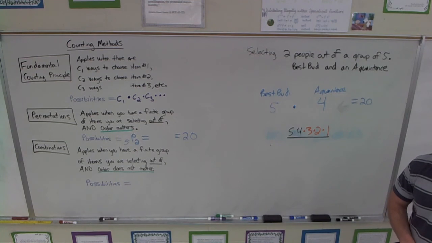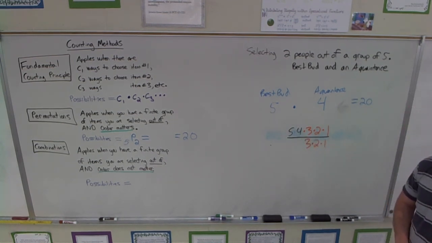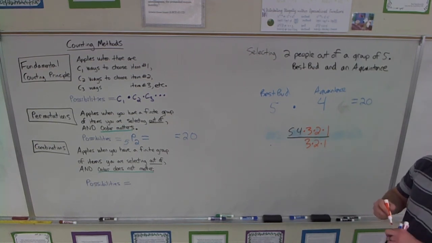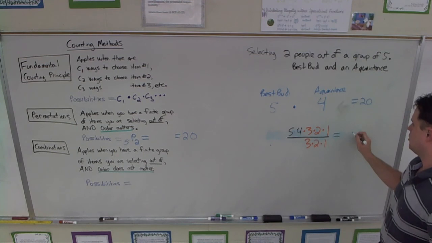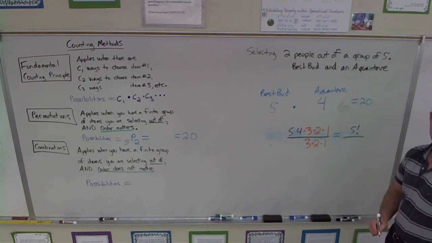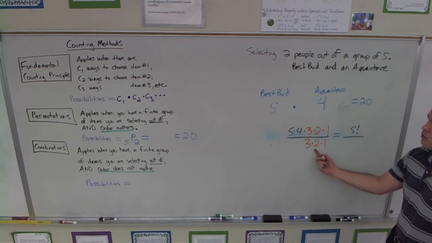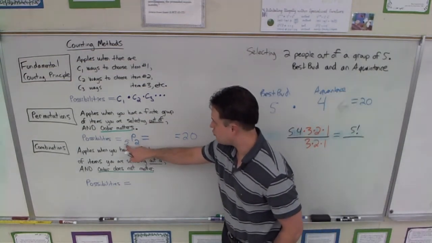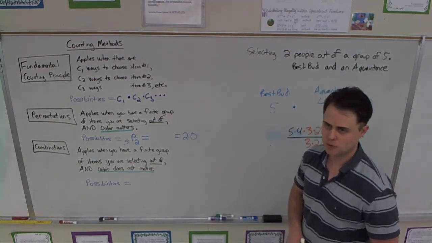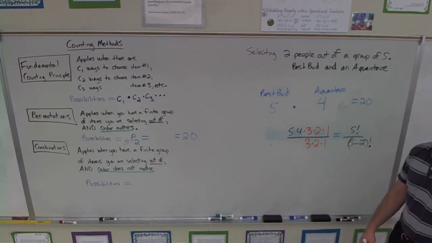Except we don't want that 3 times 2 times 1 in there, right? That's not part of the answer. So how can we get rid of it? We could divide by it, right? And then that would totally cancel out. So really, what does this become? It's really 5 factorial over what? What's this down here? It's 3 factorial, but I need it as a generic expression. So how do you get 3 factorial from just thinking about the 5 and from just thinking about the 2? You go 5 minus 2 factorial. So that's kind of thinking backwards.